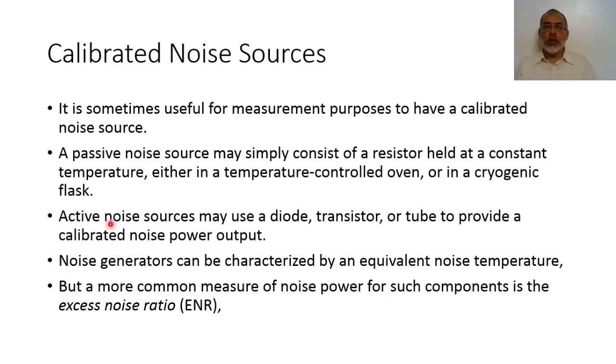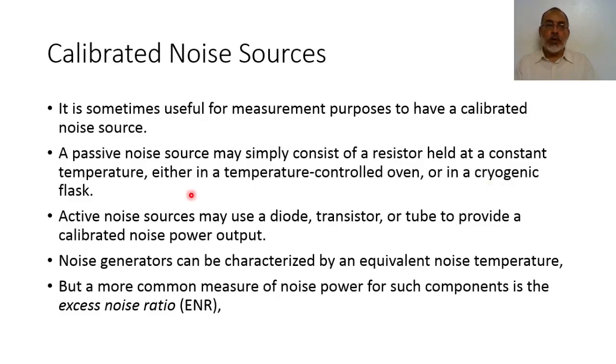Usually, when we are going to measure the noise, we use calibrated noise sources. So it is sometimes useful for measurement purposes to have calibrated noise sources. As an example, we have passive noise sources, which may simply consist of a resistor or matched load, but this resistor is held at a constant temperature. So the noise value would be K multiplied by the physical temperature T multiplied by the operating bandwidth. This constant temperature can be obtained by a temperature controlled oven or a cryogenic flask, for example.